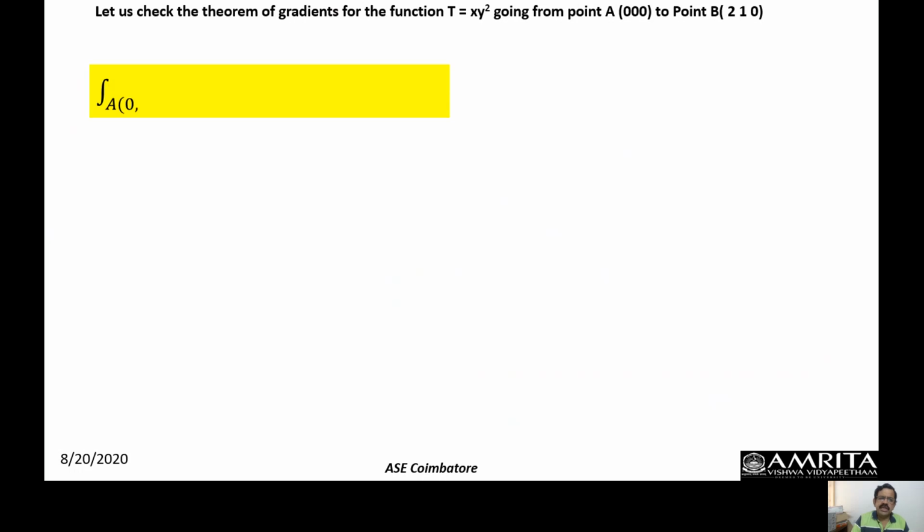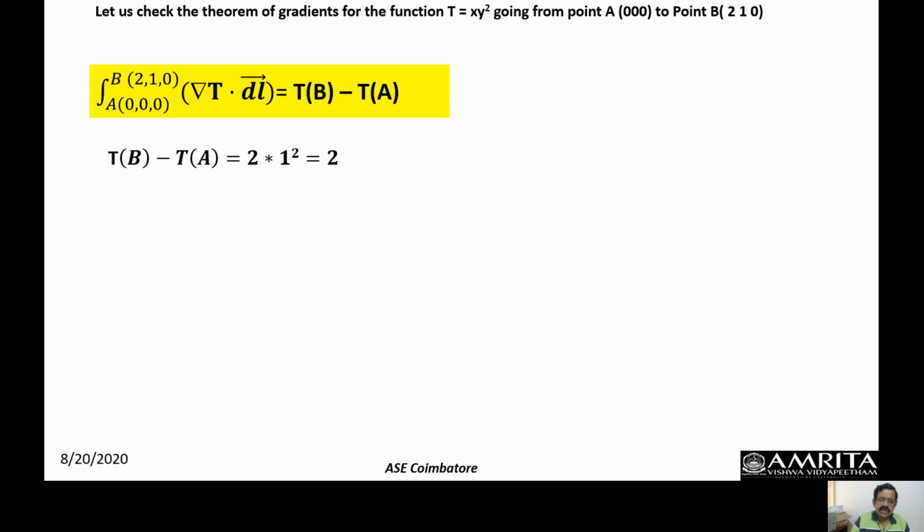So let us rewrite the statement of the gradient theorem as this, and you can easily see that the z coordinate is unchanged, so I can convert this problem into a two-dimensional problem. My movement is changing in both x and y, not in z. Therefore it is a two-dimensional problem.